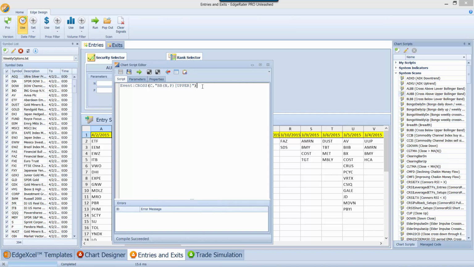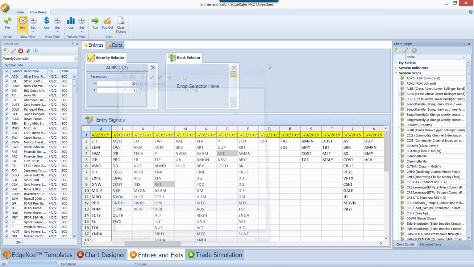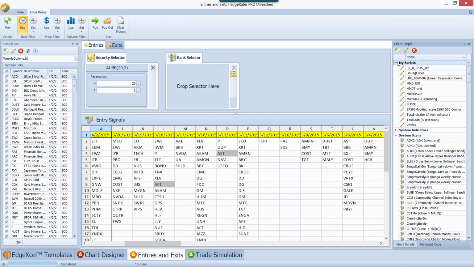I could add another criteria in here and save this, and it will be saved under my scripts, and then I can drag my script over, or double click my script, and it will appear over here. So that way I can create my own scanning criteria.